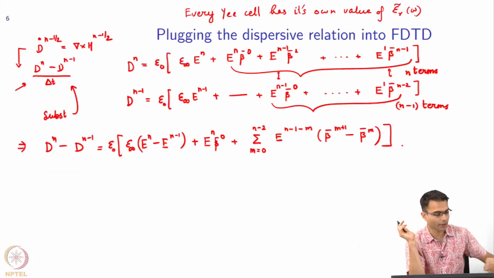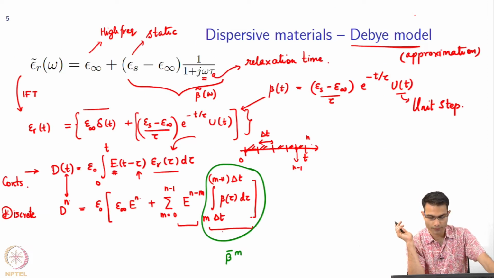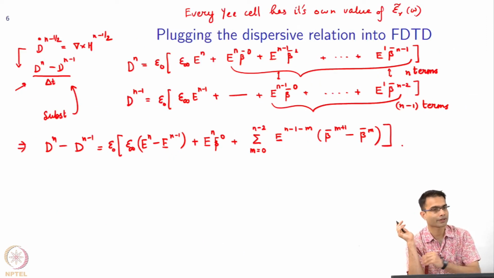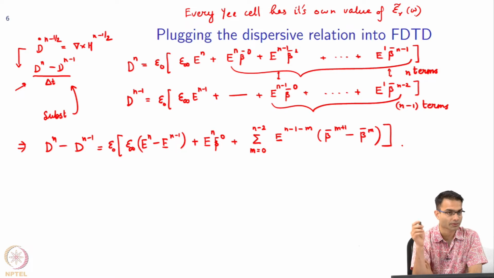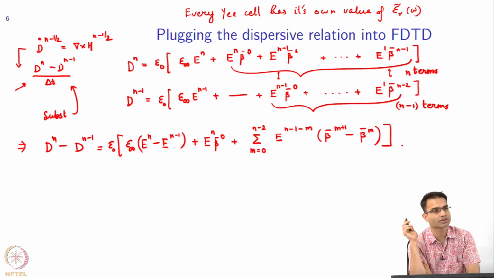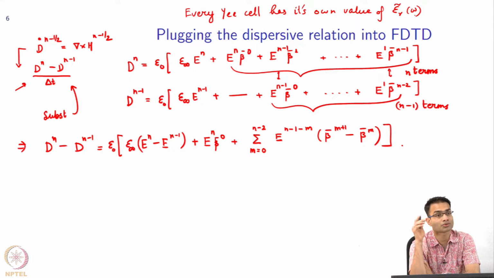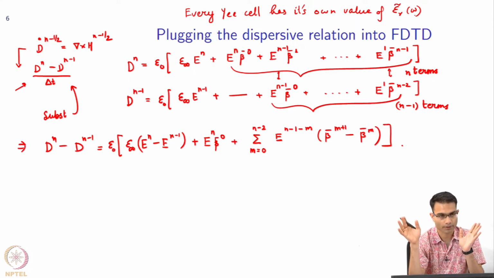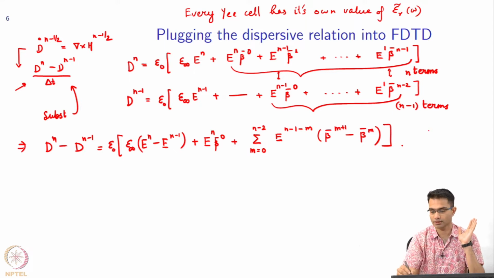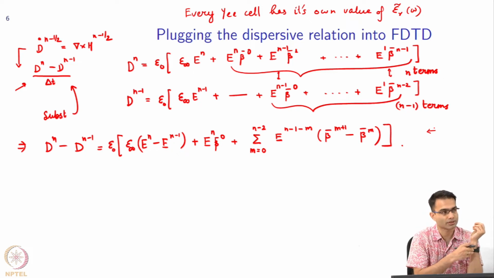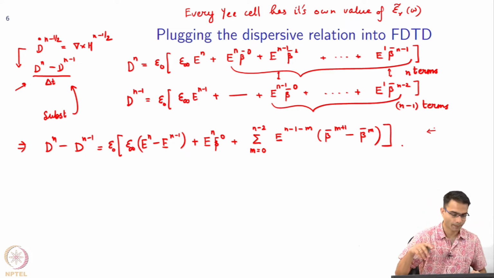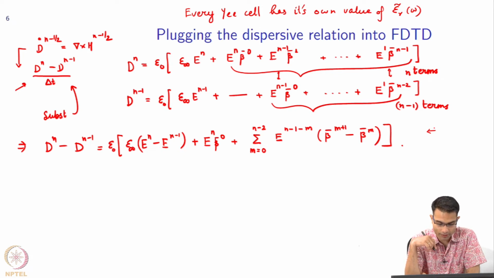So, what we did was we took this Debye model, we took its inverse Fourier transform and substituted it into the relation for D to obtain D in the time domain. Once I get D in the time domain, I can take finite differences and use Maxwell's equations over here. The whole reason that we were trying to do this is somehow we want to avoid having to store the entire field history, right. Right now the expression that I have over here does not avoid that, because the electric field for all the past time instances is still being stored. So, let us see now what we can do with this expression.